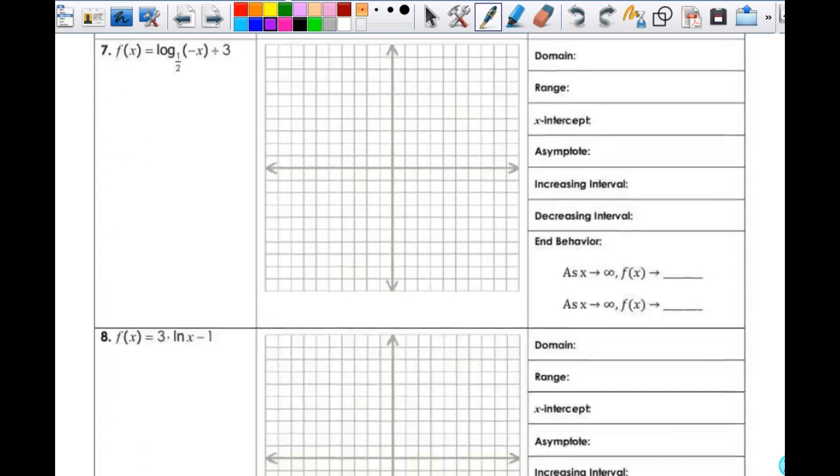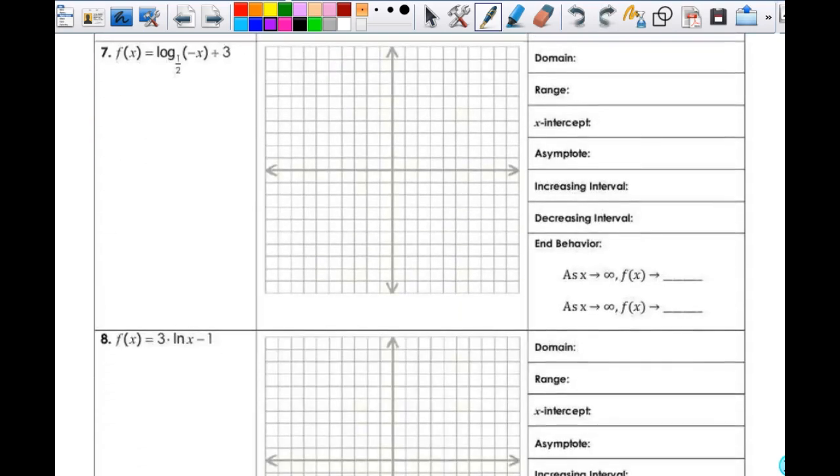We're going to do the next one that way. We're going to actually find those points and then plot them. So you still start with your parent function in exponential form. 1/2 to the y power equals x. And we're going to make our little x and y chart. -1, 0, 1. So this should be 2, 1, and 1/2. That should be really quick for you to come up with.